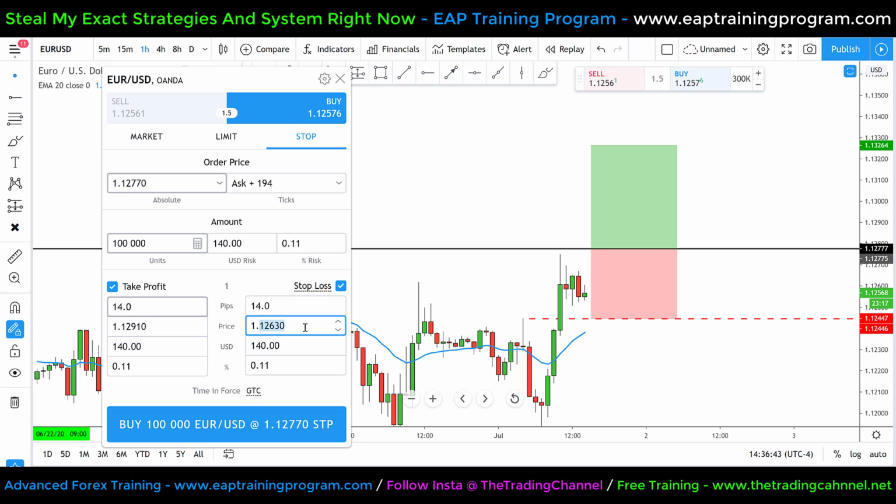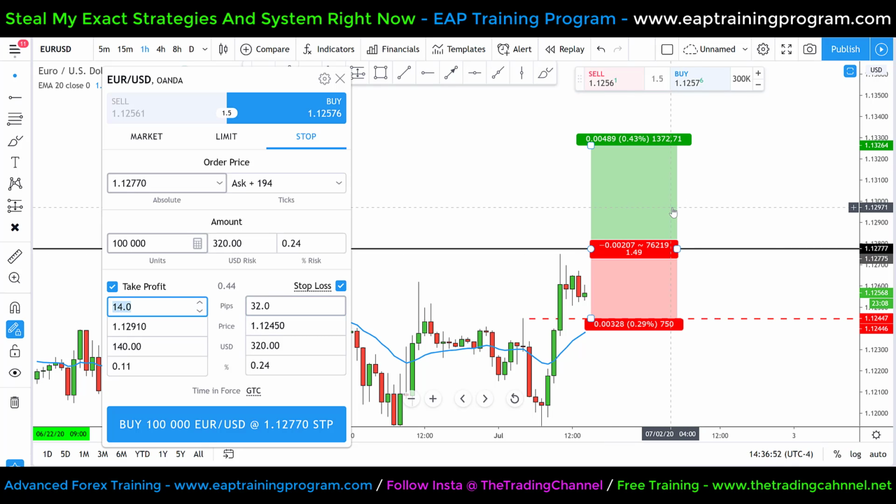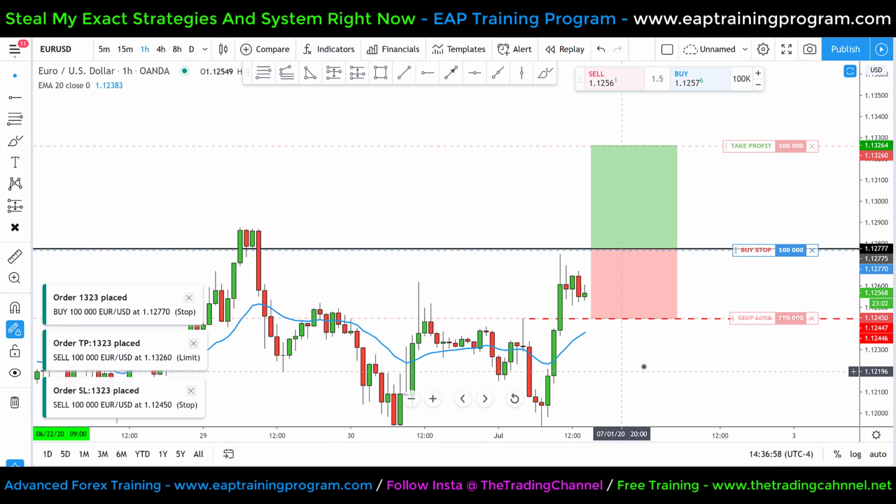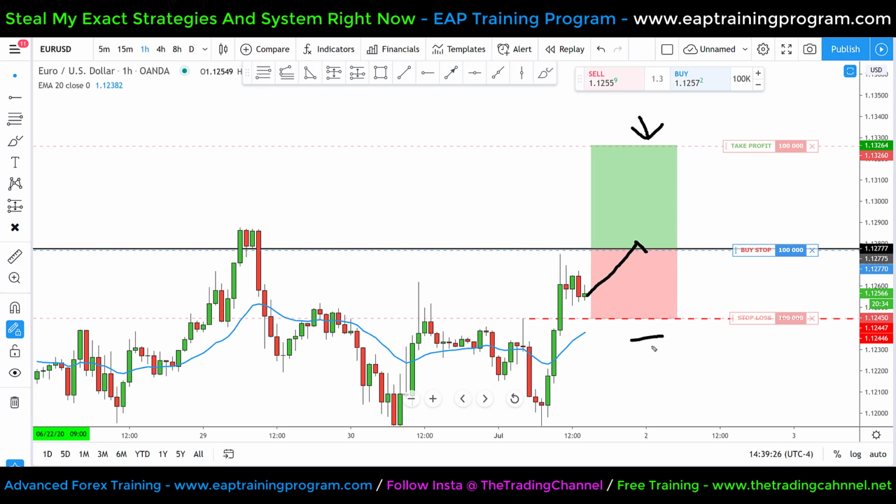So for the stop loss price, we can actually use pips to make this very easy. It would be a 32 pips stop. And for our target, we have about 49 pips. And all that's left to do now is click buy. And at that point, you have an order placed. And if the euro dollar heads up and hits that order, you will be entered into the trade. Your stop loss is already set, your target's already set. So you are good to go in terms of this specific trade.